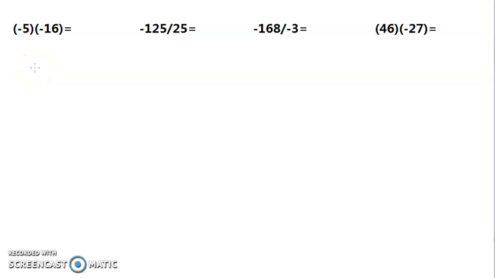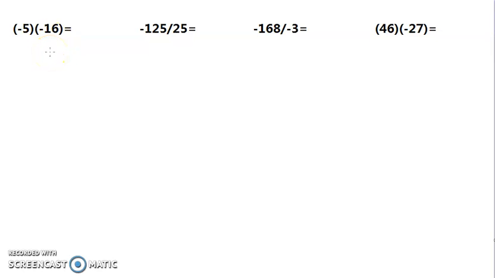Here we look at 4 examples of multiplying and dividing signed numbers, integers with plus or minus signs. So we look at the first one. As we know, if there's no operation symbol between two numbers, but we have parentheses, that means multiplication. So we're supposed to multiply -5 and -16.